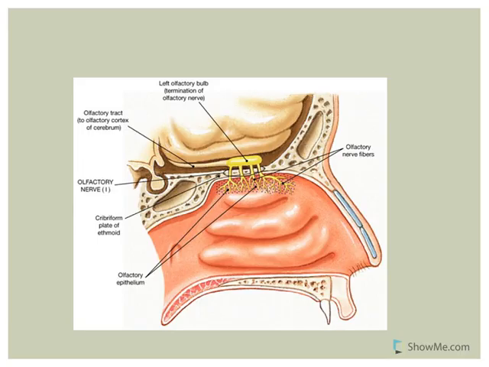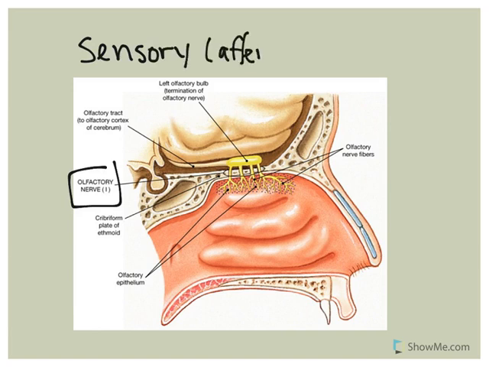So we'll start with your first cranial nerve, which is your olfactory nerve. Now, the olfactory nerve is purely sensory. So it has only afferent nerve fibers. It carries sensory information in regards to smell, ultimately to your olfactory cortex, which is in the temporal lobe of the brain.